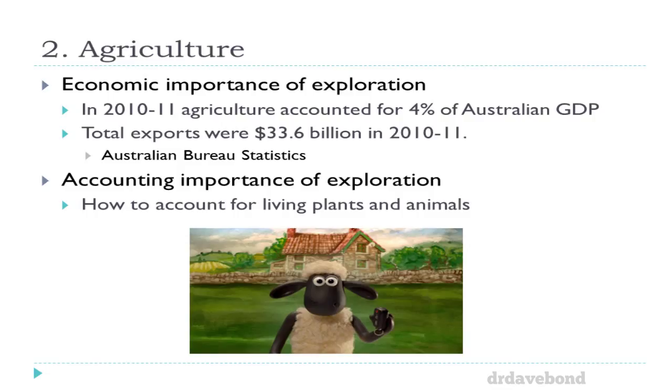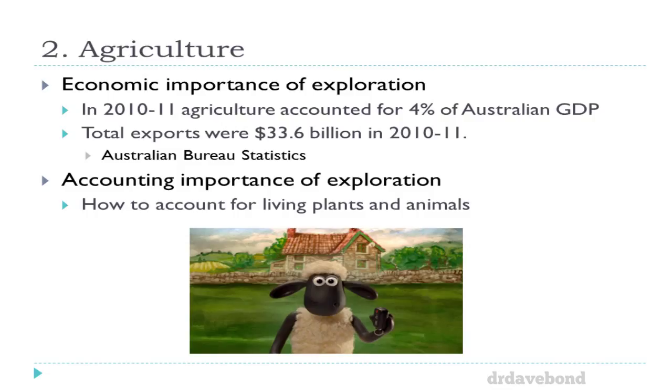I'm going to put your thinking caps on because I have a question for you coming up in just a moment. The importance of exploration is important, but we're looking at agriculture, which is how to account for living plants and animals, because we haven't dealt with that sort of thing before. So things like sheep. Shaun the Sheep, which opens today. It's unfortunate I know these things, but I do.